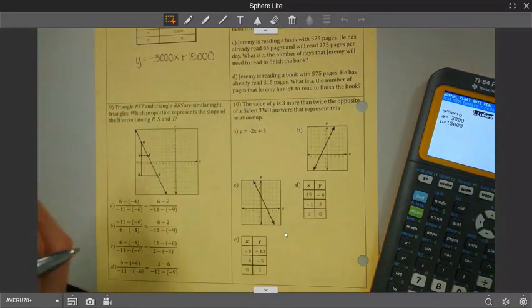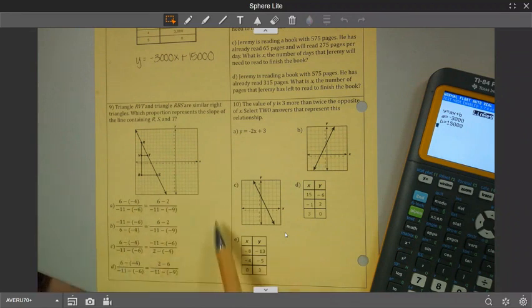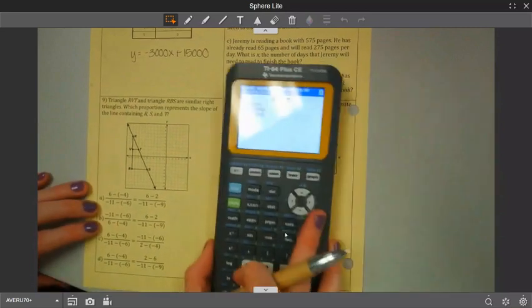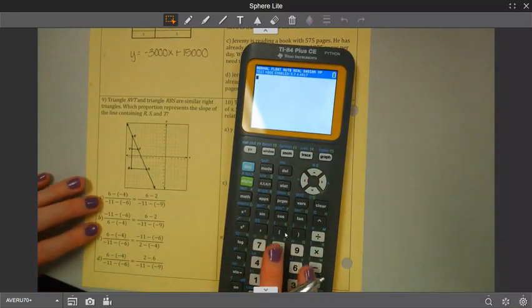Number 9, it says triangle RVT and triangle RBS are similar right triangles. Which proportion represents the slope of the line containing R, S, and T? Okay, when you get something like this, first off, we want to make sure that these proportions are equal. So we're going to go through and actually solve them. You can use your calculator to help you. Just type it just the way it is.